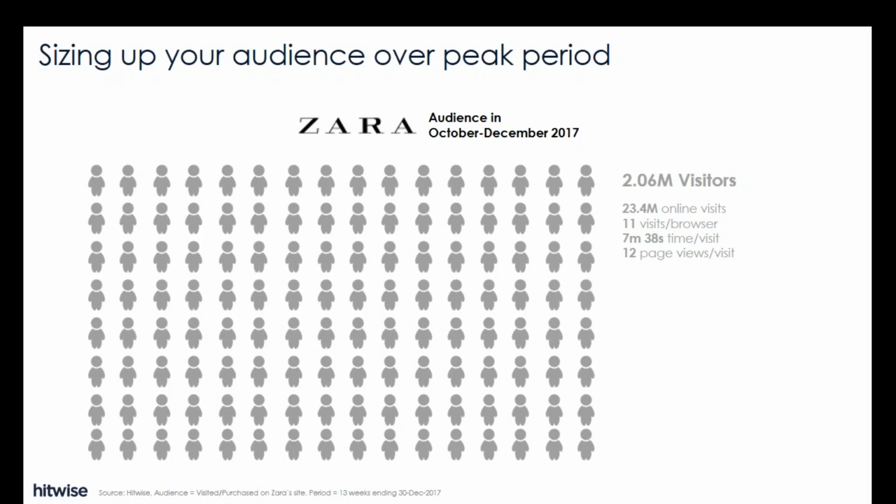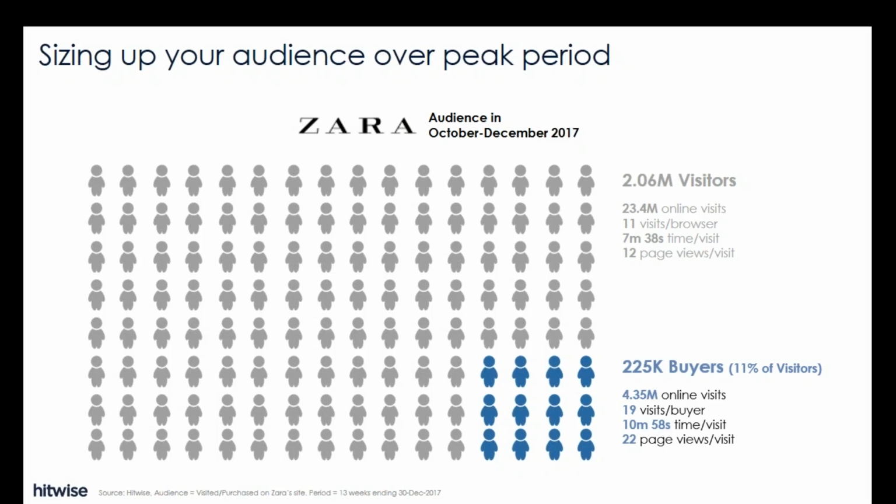Then out of these visitors, Zara had over 200,000 buyers make an online purchase, i.e. 11% of their visitors. It's no surprise that these buyers were a lot more engaged. They visited 19 times on average over that same 3 months and spent almost 11 minutes and viewed 22 pages on average per visit. So that's great for sizing up the audience over that 3-month period.